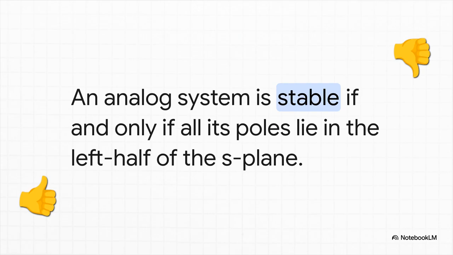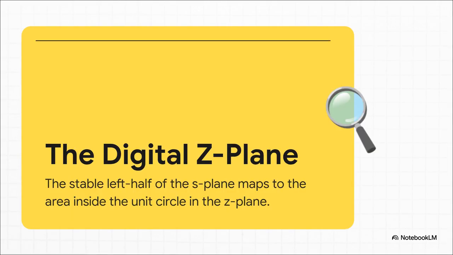The whole system becomes unstable. So what about the digital world? Well, when we move from analog to digital, the map changes. The rules of the game are the same, but the playing field looks different. That entire infinite safe zone on the left gets mapped into a new, tidy little shape: the area inside a circle with a radius of 1. We call this the unit circle.